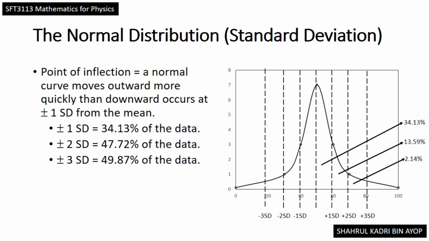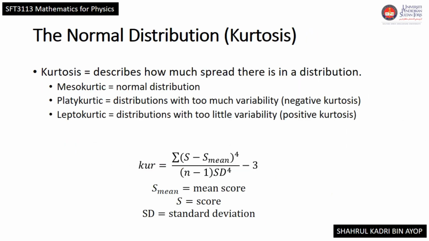We can determine the percentage data distribution by referring to the standard deviation from the mean. For example, one standard deviation from the mean represents 34.13% of the data. Another term that is important for distribution is kurtosis. Kurtosis describes how much spread there is in a distribution.